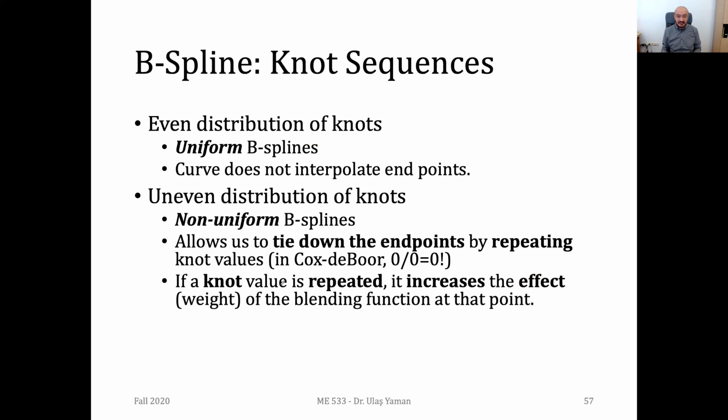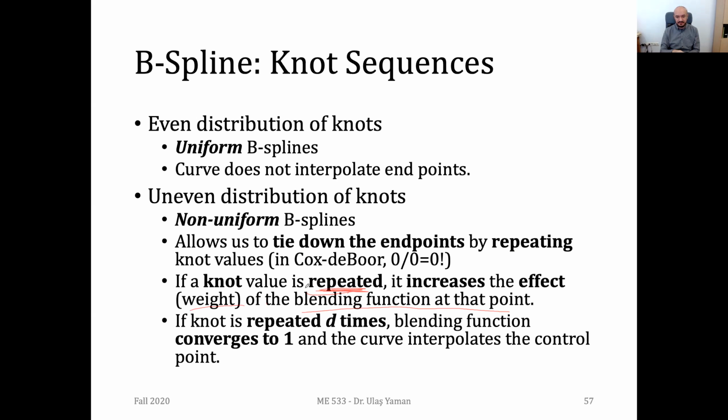This is actually what I mentioned. If the knot value is repeated, then the effect of that control point, or that blending function, will be increased. The weight of that control point will be highly increased, and that will result in an interpolation, not an approximation. So if you have just a single knot value, then that will be an approximation. But if you have repetitions, then you will be approaching interpolation. As I'm showing you, if you repeat d times, then your blending function will converge to 1 and it will be an interpolating control point.